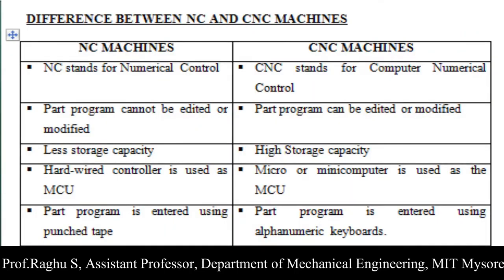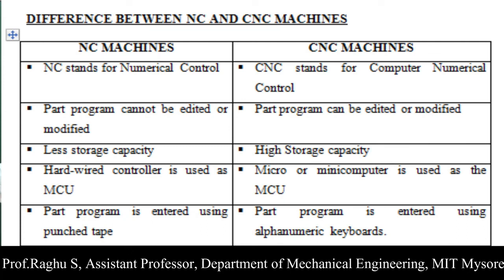Let us discuss some differences between NC and CNC machines, as the table shows. NC stands for numerical control and CNC stands for computer numerical control. In case of NC, the part program cannot be edited, but in case of CNC, the part program can be edited. NC machines have less storage capacity, but CNC machines have high storage capacity. NC machines use a hardwired controller, while CNC machines use a micro or mini computer.